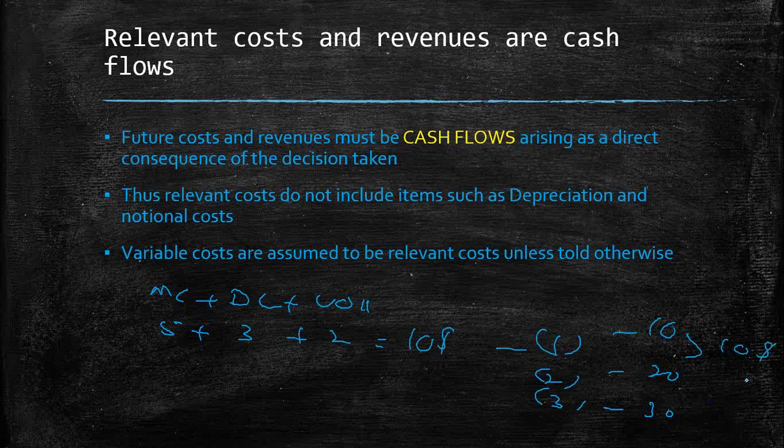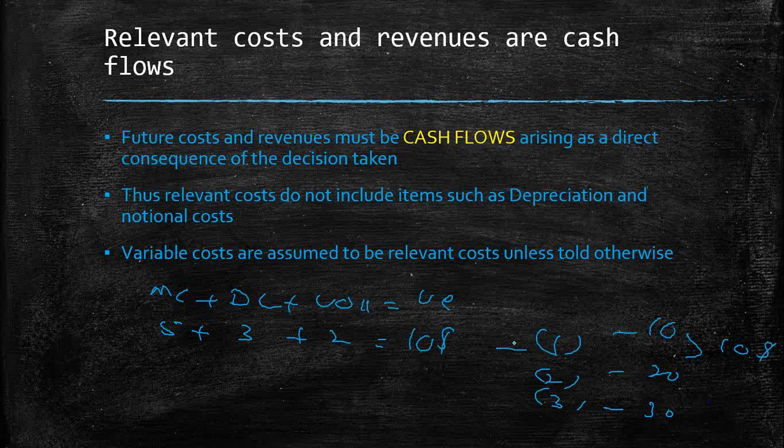Every time when you increase the production, you have to incur extra $10, and that cost is what? That is what we call the variable cost. So the variable cost becomes a relevant cost. It's always a relevant cost. Unless it is told otherwise, generally it's a relevant cost. Because with the increase in the activity, your cost is going up, and that becomes a relevant cost.